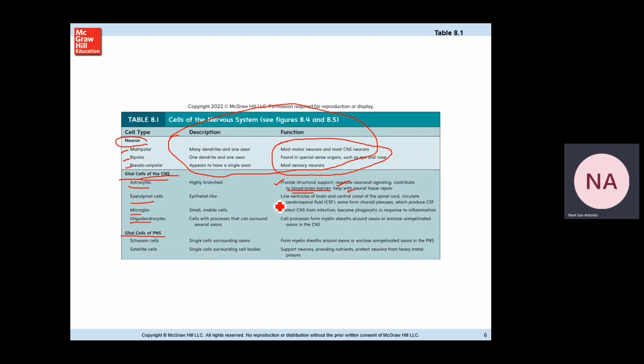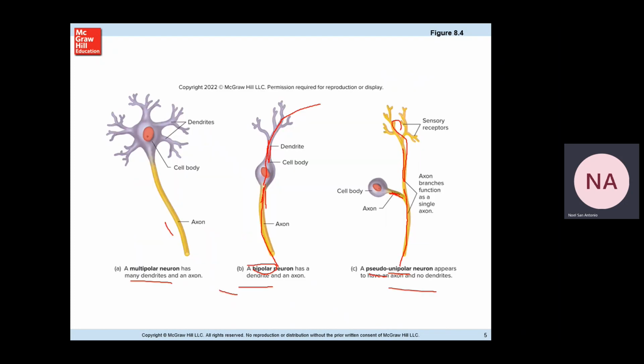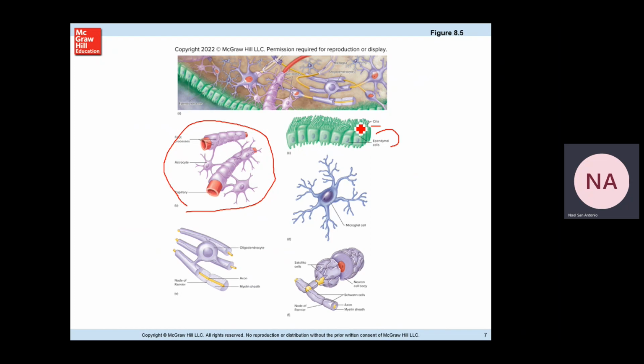Ependymal cells are found within the ventricles of the brain and in the central canal of the spinal cord. What do you find in the ventricles of the brain? The ventricles of the brain are filled with cerebrospinal fluid. And the main function of the ependymal cells is to aid in the circulation of cerebrospinal fluid. That's the reason why it has cilia on its surface.